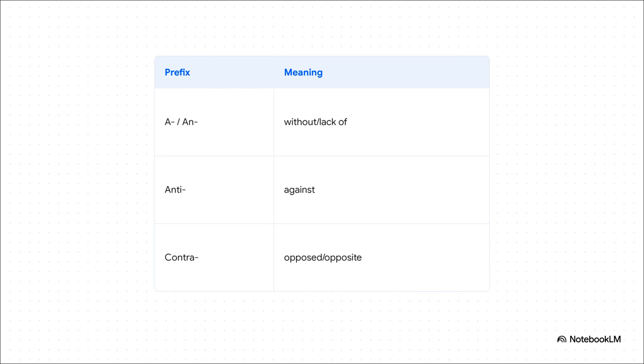Anti means against, like an antibiotic fighting off bacteria. And contra means opposed or opposite. Actually, you'll constantly see the word contraindications in your documentation. These are the exact reasons you should absolutely not use a certain treatment. Missing them? Yeah, that could lead to a really disastrous coding error.